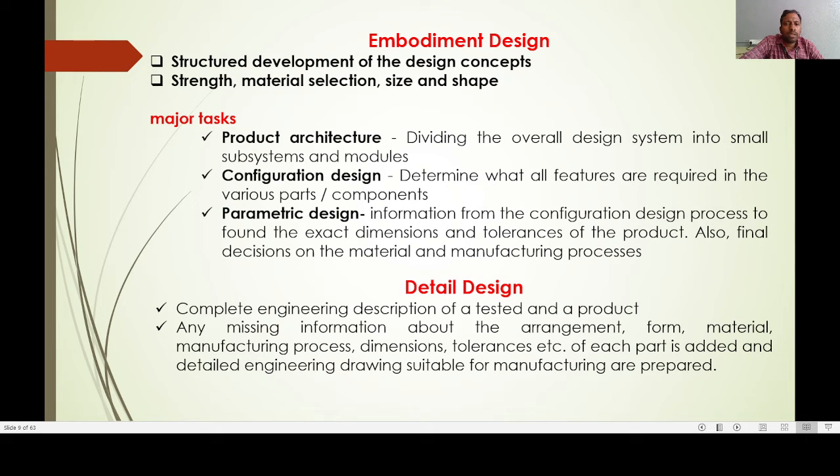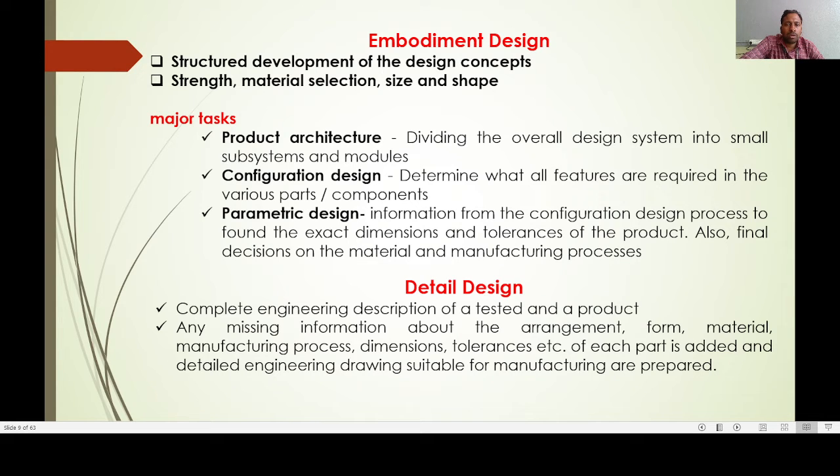The product architecture is dividing the overall system into subsystems. So dividing a large component into small components or subsystems or modules, that is called product architecture. Product architecture is dividing the overall system into a small number of components, subsystems or modules.